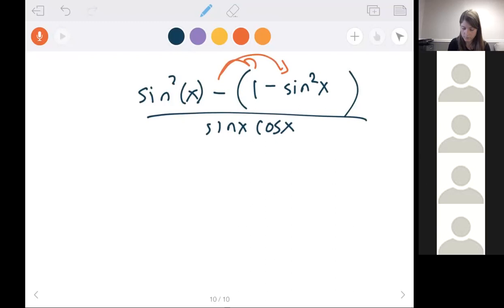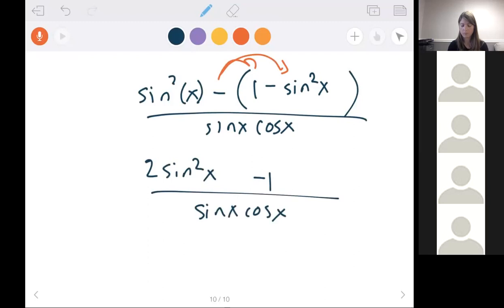So let's put that minus 1 out here. And then I'm going to have 2 sine squared x. Now, at this point, if I look around, I'm going to unshare, stop sharing the screen, and share my screen back the other way.